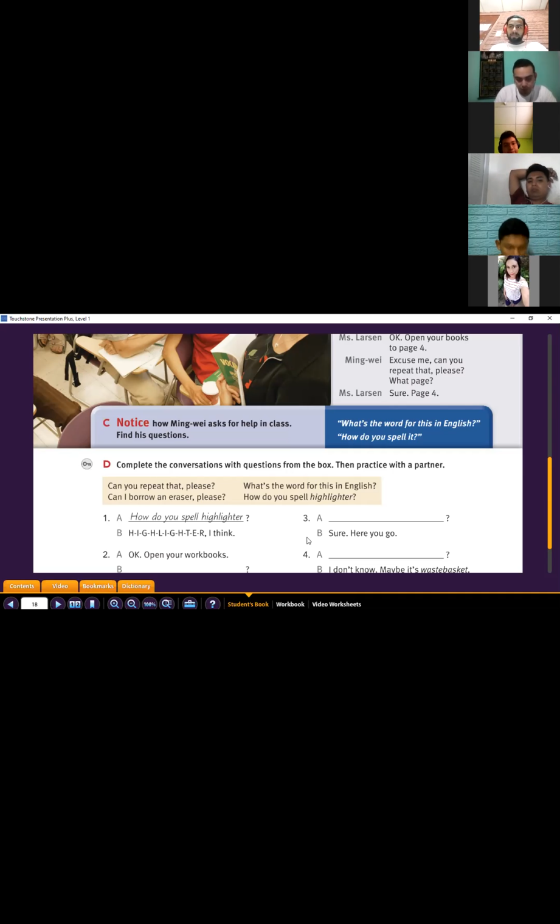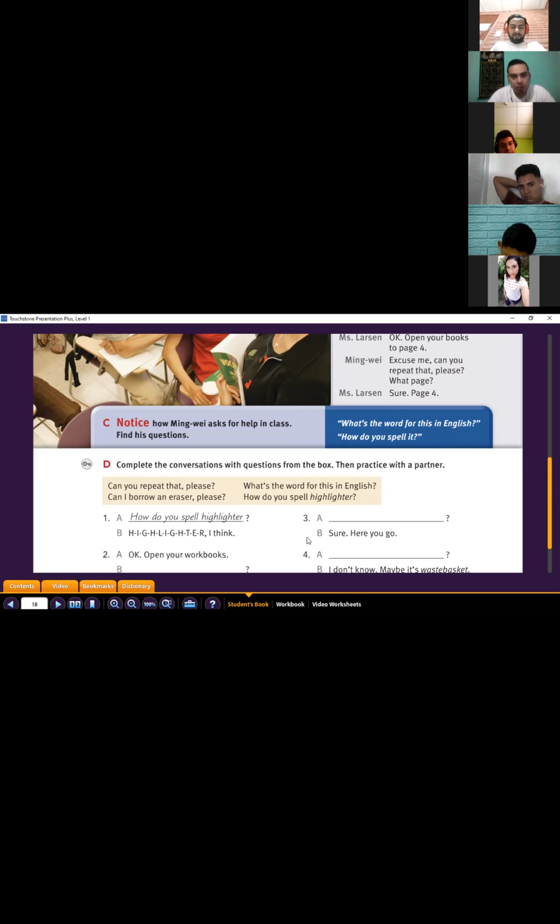Then number two, can I borrow an eraser, please? Can I borrow an eraser, please? ¿Puedo tomar prestado o te puedo pedir prestado un borrador, por favor? Then, what's the word for this in English? What's the word for this in English? ¿Cuál es la palabra para esto en inglés?